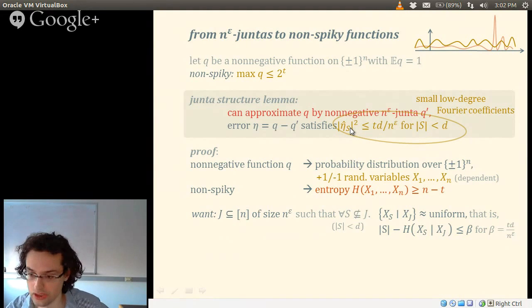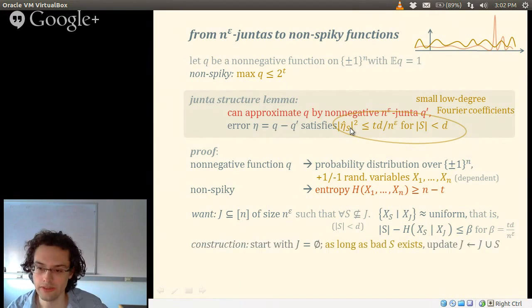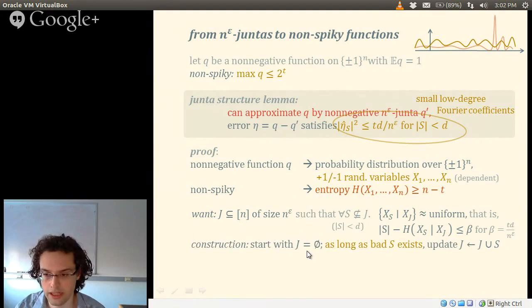Now, how can we construct this set S? The way we'll construct it is in a greedy way. We will start with J being the empty set, and whenever we see a set S outside of J that violates this condition, where the entropy is not close to as large as it can be, we will add S to J, and we continue. So J will grow in this way, and we only stop when no offending sets remain.